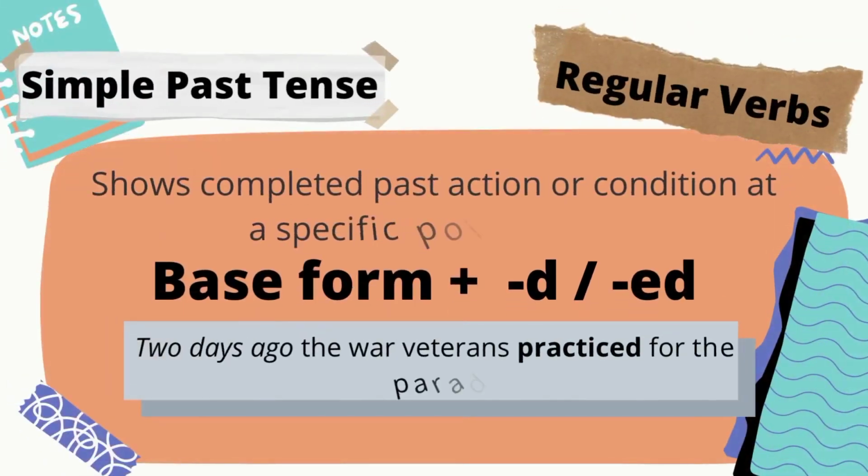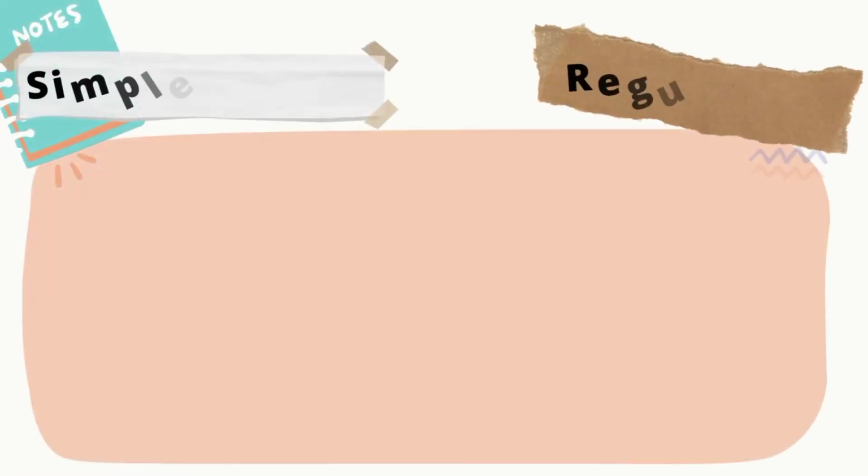Two days ago, the war veterans practiced for the parade. The verb in the sentence is practiced. The verb practice ends in e, so we only have to add d to form its past tense. This action is completed in the past based on the time marker given, two days ago.